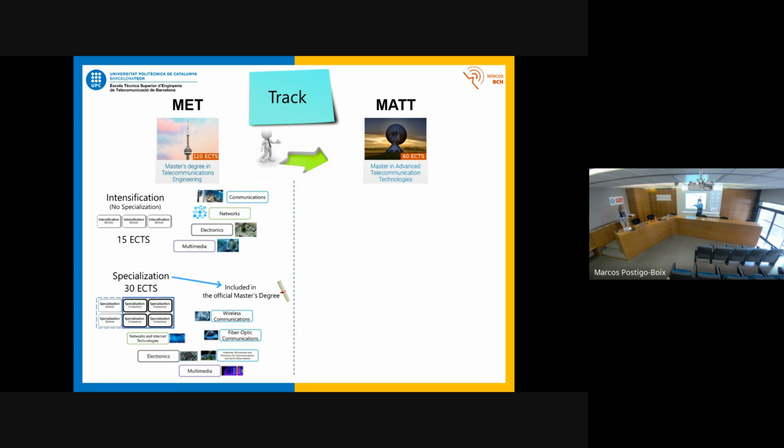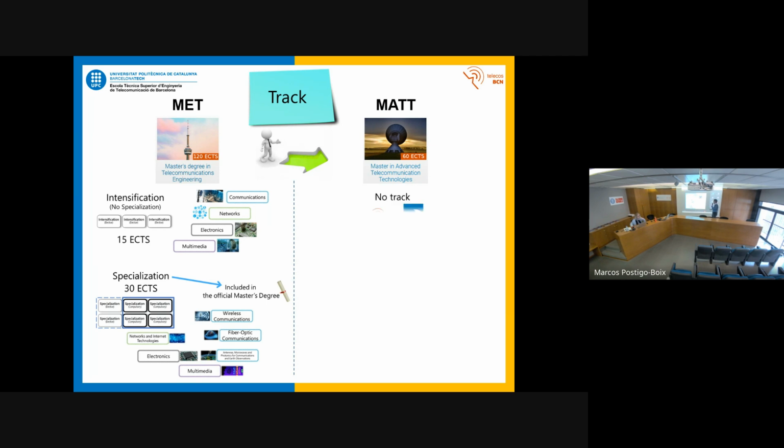In these 30 ECTS, there are 4 subjects that are compulsory for the specialization. Then you have to choose 2 more subjects from a pool of elective subjects in the specialization. The specialization is included in the master degree, so when you graduate in the master, you will have the specialization in your master's degree.